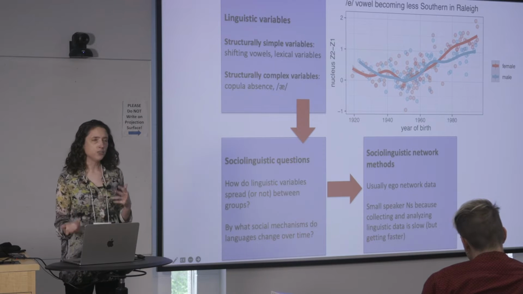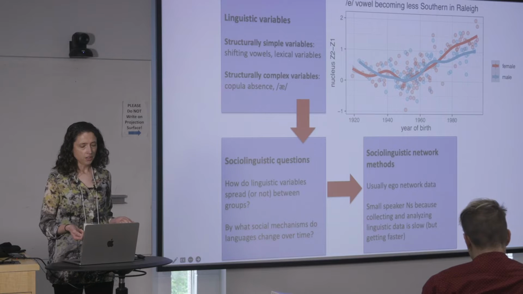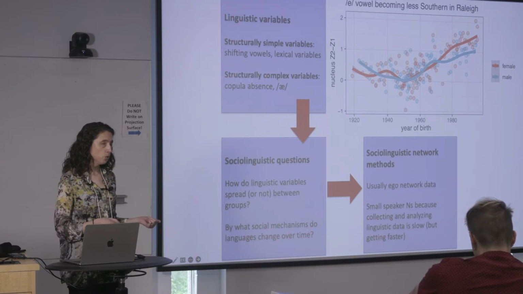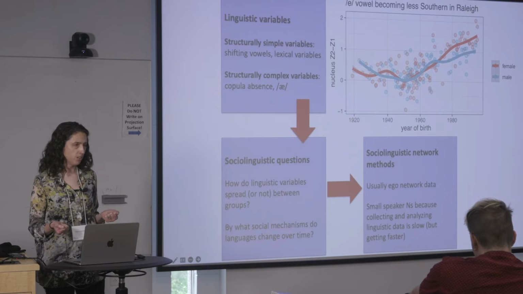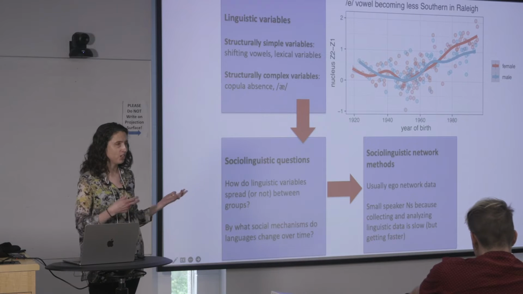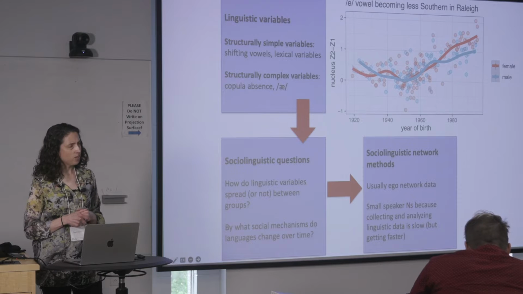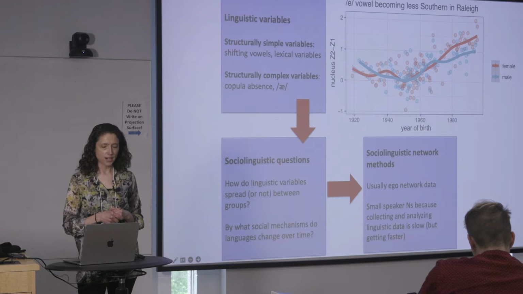So we have all kinds of sociolinguistic questions about linguistic variables. Two of them are here, and these are very broad. How do linguistic variables spread or not between groups? And how do languages change over time? So every living language changes over time, right? So sometimes, not as often as you might think, we use network methods to get at these questions.